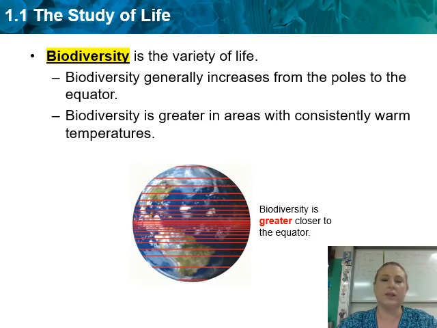If we look at the points I have here on the slide, biodiversity generally increases from the poles to the equator, and we can see that based on those red lines. And biodiversity is greater in areas with consistently warm temperatures. And guys, I'm going to tell you right now, this is a very common thing for them to ask you on the EOC exam at the end of the year. They might have this picture or something similar, and ask where on the planet you would find the most biodiversity. The answer would be near the equator, because it's consistently warm there and it's got a very tropical environment.